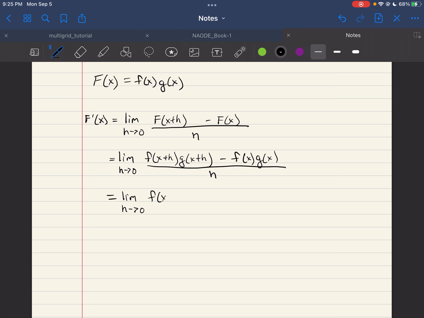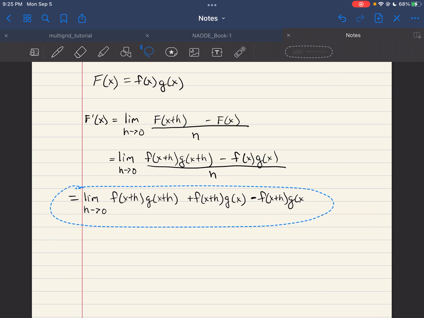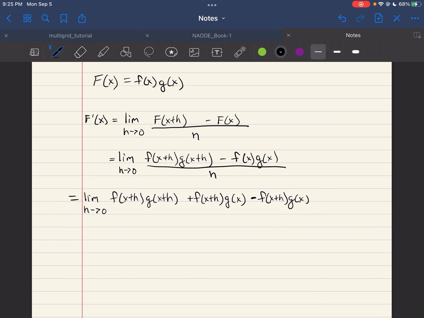I'm going to, one sec, let me write this out. I'm going to add f of x plus h times g of x minus f of x plus h g of x. Move it over so we have room. And then we have that last term, we had the minus f of x g of x.